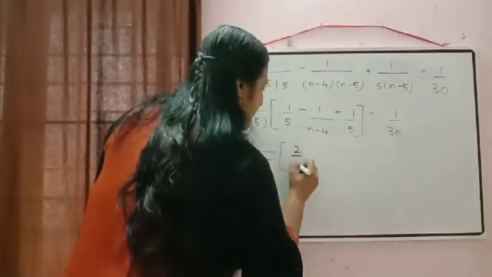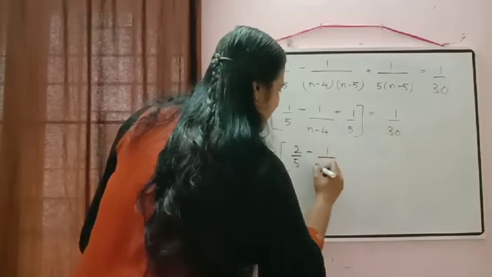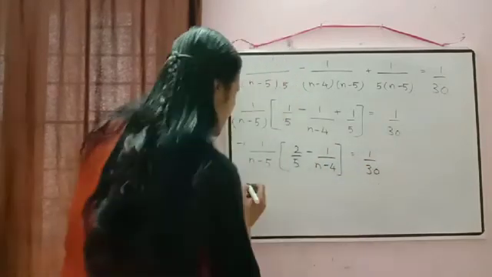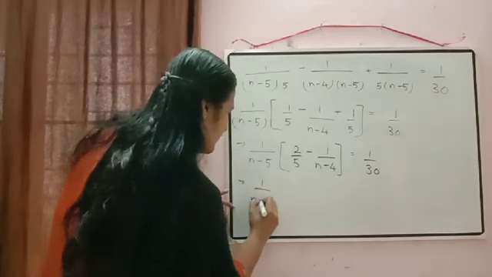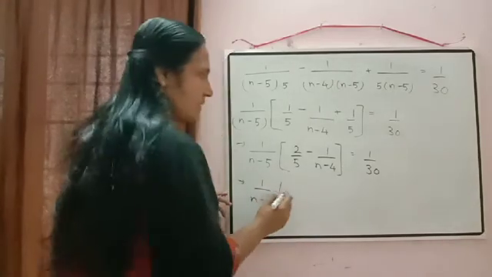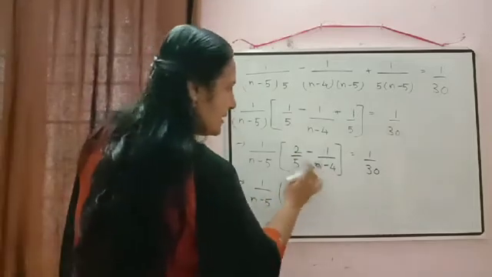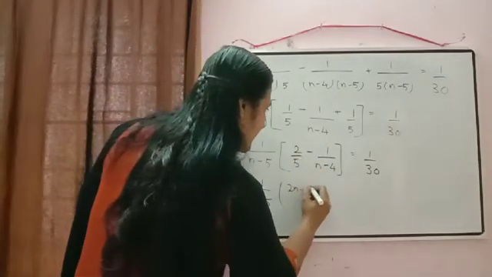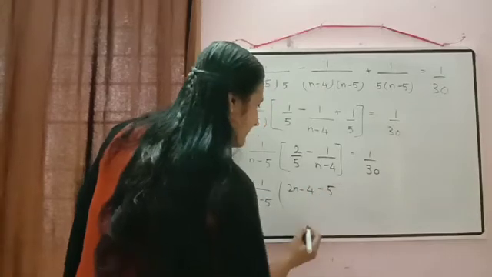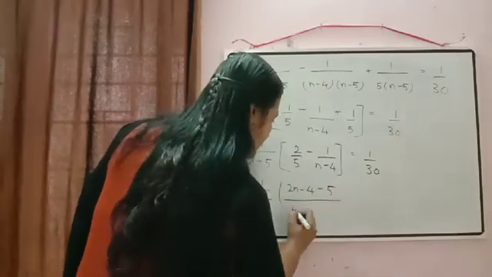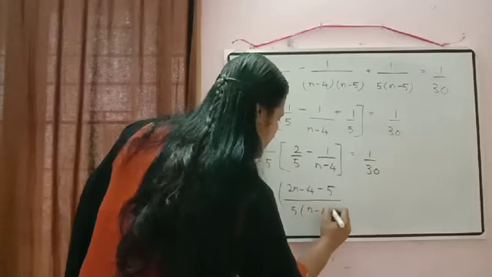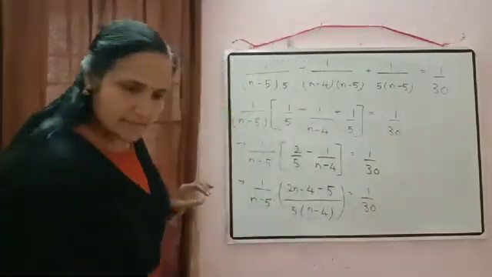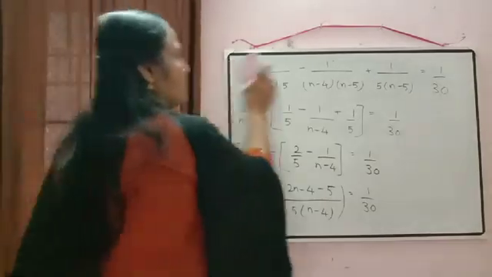2 by 5 minus 1 by n minus 4 is equal to 1 by 30. Now we can do the cross multiplication there. So after the cross multiplication, what will come? Just to check. Here it will be equal to 2n minus 4. 2n minus 4 minus 5 by 5 into n minus 4 is equal to 1 by 30. These type of questions, a lot of calculations are there.